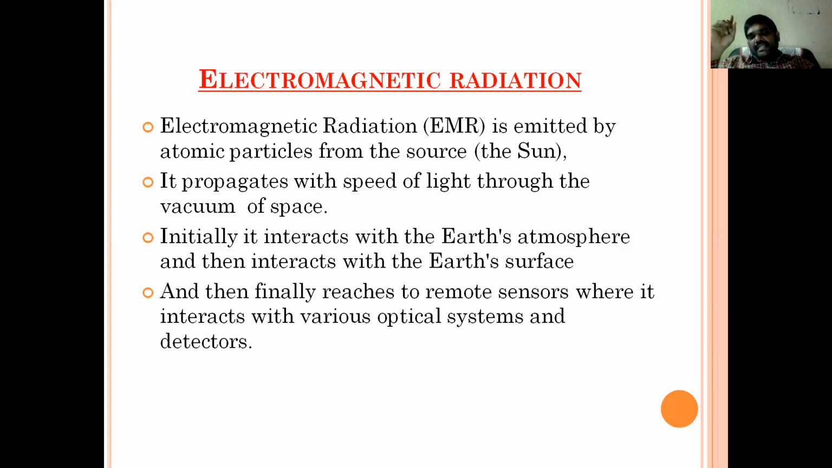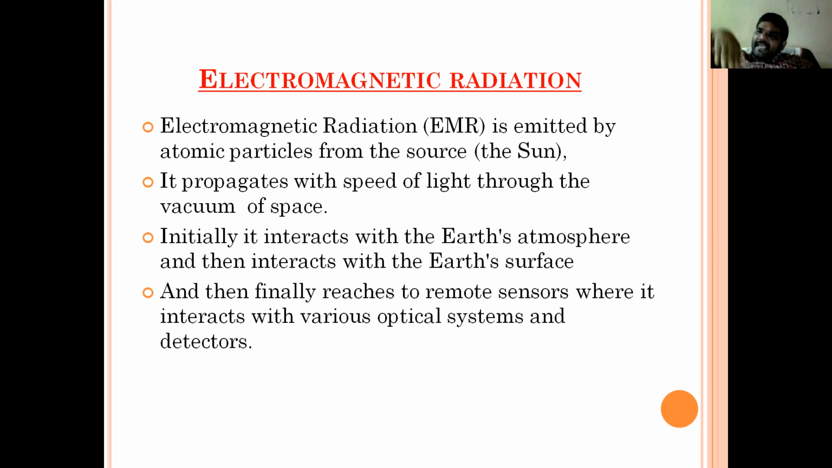The basic source of this electromagnetic radiation is the atomic particles that are released from the sun. That is the first point. The second characteristic feature of electromagnetic radiation is that it propagates through the vacuum of space.